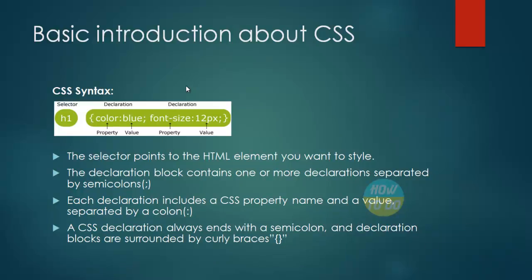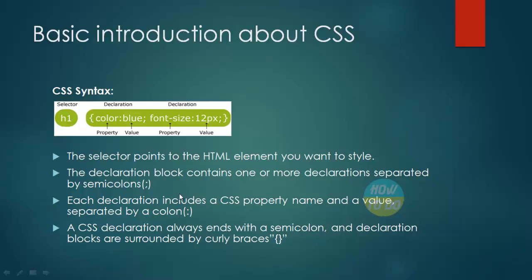In syntax, we will have the selector and the declaration, along with the property and the value. The selector points to the HTML element you want to style. This is a selector, which points to the HTML element in the HTML file to which you want to give this particular style. Let's say, for example, if you want to give it to the header h1, you will write h1. If you want to give the style to a paragraph, you will mention it as p. In that way, you will be mentioning the selector.